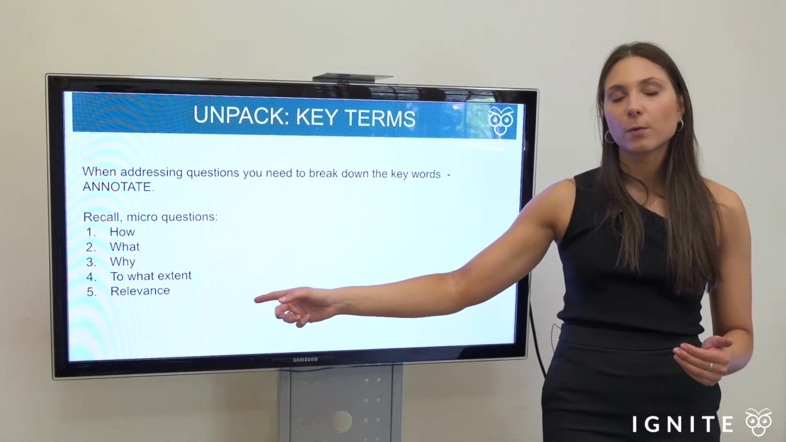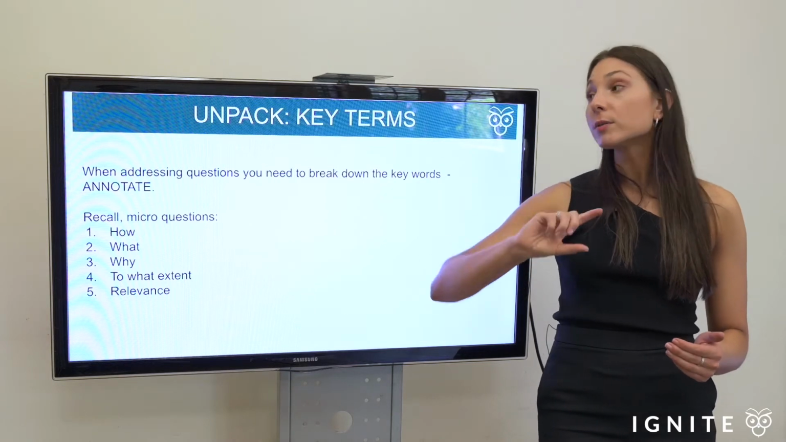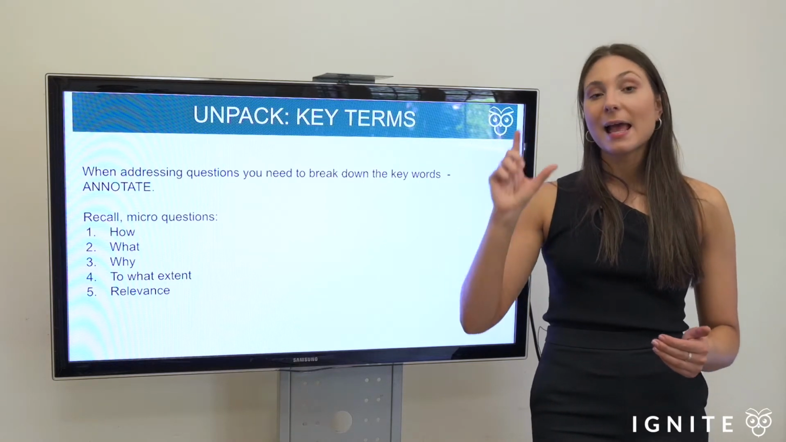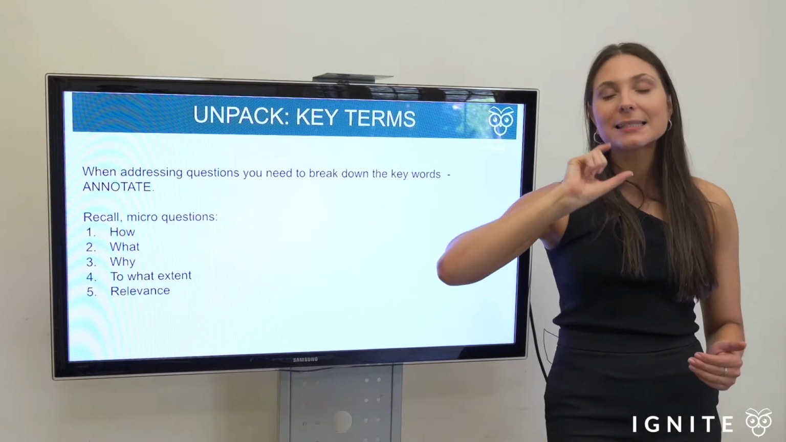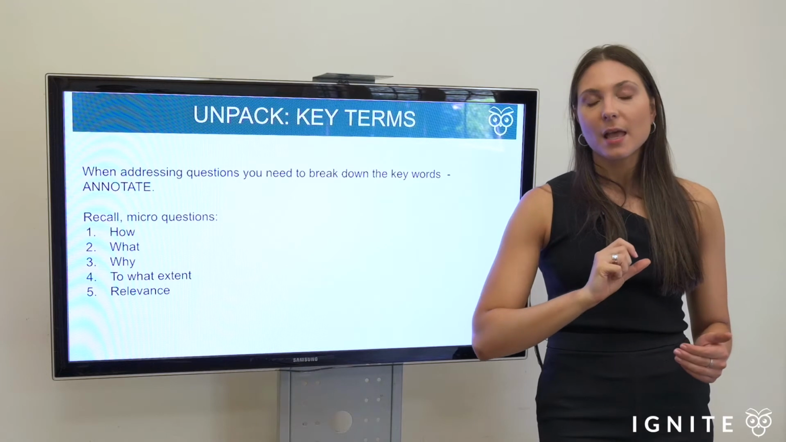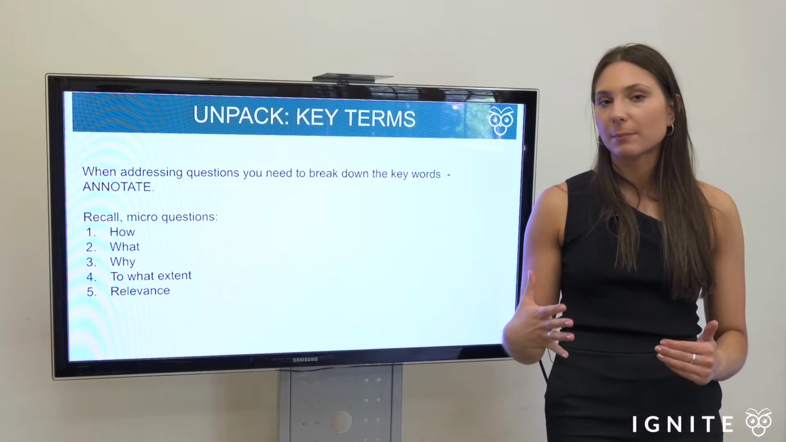And from that list of words, pick the ones that are most relevant to the question you've been given and how through answering that application of the micro question, you can add some value in your topic sentence. And I'll show you how that actually looks in my exemplar response.